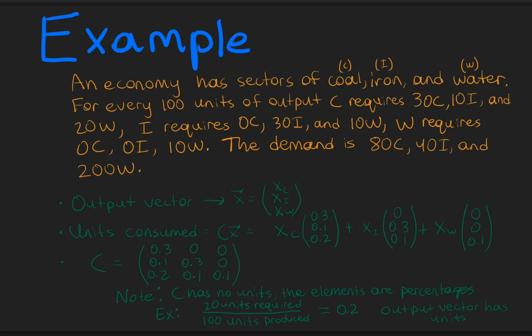A thing to note about this is that the consumption matrix isn't 30, 10, 20 over here and 30, 10, and 10 here, because it's not units. There are no units in the consumption matrix. The elements of the consumption matrix are simply percentages. So over here, that 0.2 just means that there were 20 units required for every 100 units produced, and that is simplified into a ratio of 0.2. However, our output vector actually does have units.